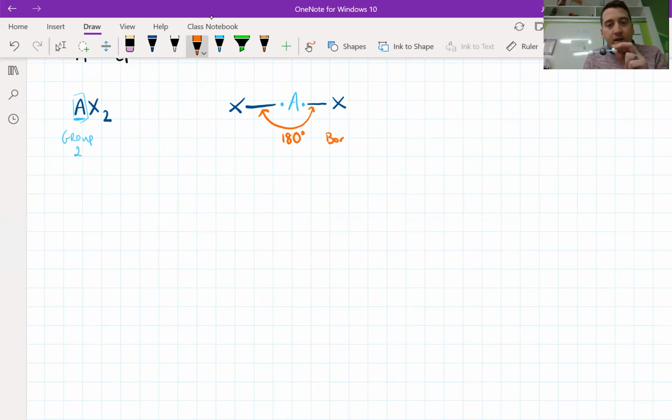This here is called the bond angle, and it's important. For each molecule, we're going to look at the bond angle. So the bond angle is 180 degrees, and the name of this shape, again, this is also important, is linear. Okay, so that's the first thing.